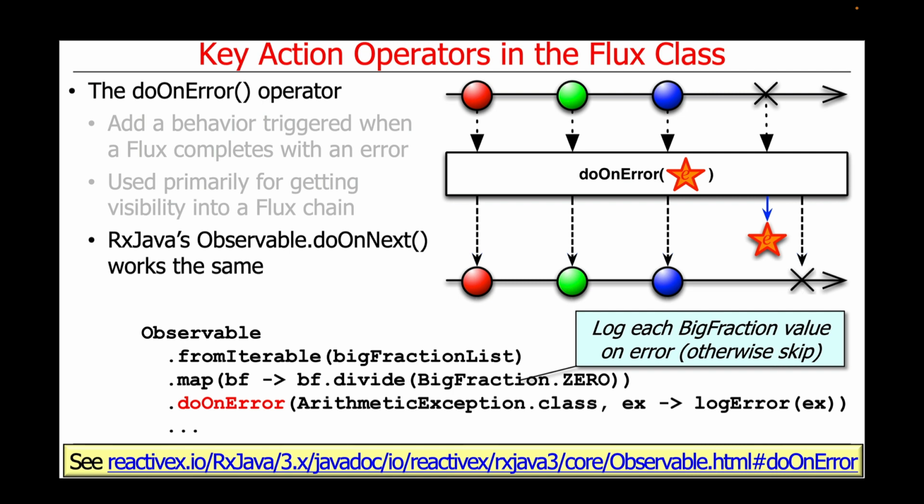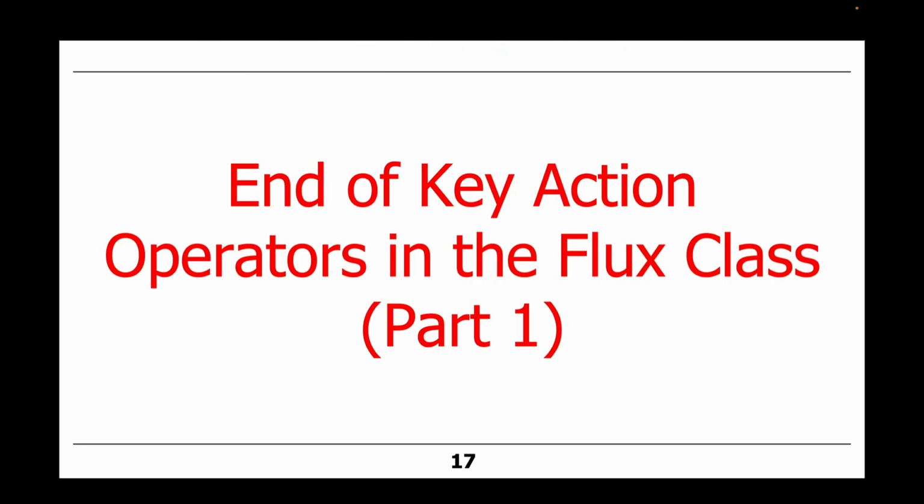RxJava, surprise, surprise, has a method called doOnError that works exactly the same way as the doOnError method does in the Flux case. There really isn't anything equivalent in Java Streams. So that's the end of our discussion about key action operators in the Flux class, Part 1. We'll talk about some other action operators later.